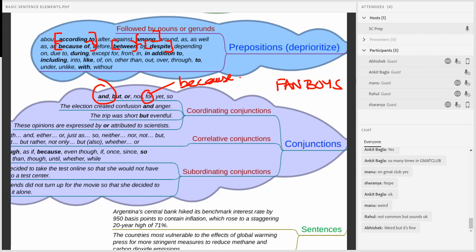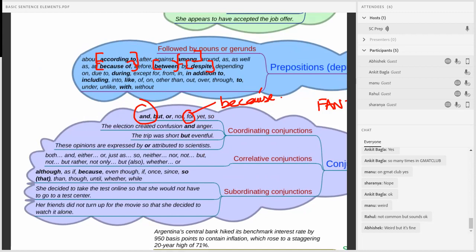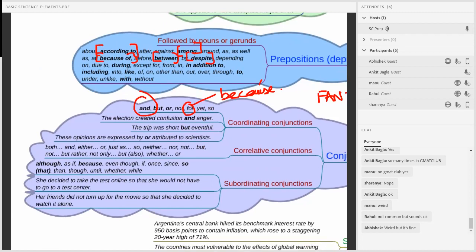There are a few examples over here. Let's take a quick look at them. The election created confusion and anger. I think maybe these examples are a little too basic because everyone is familiar with 'and'. The trip was short but eventful. These opinions are expressed by or attributed to scientists, just using these very common words.